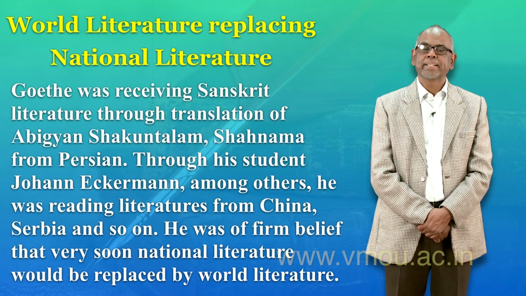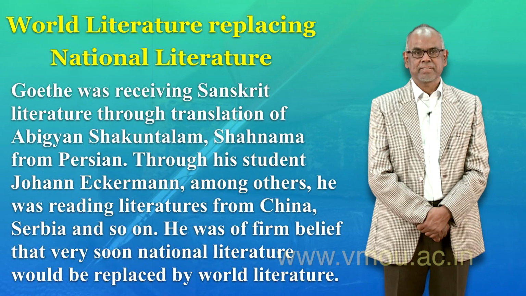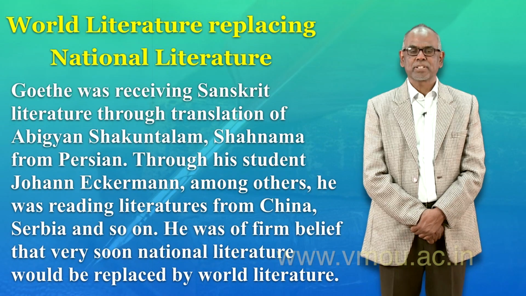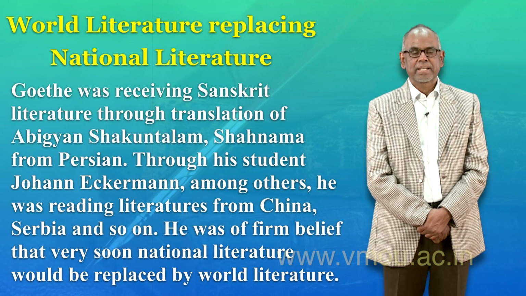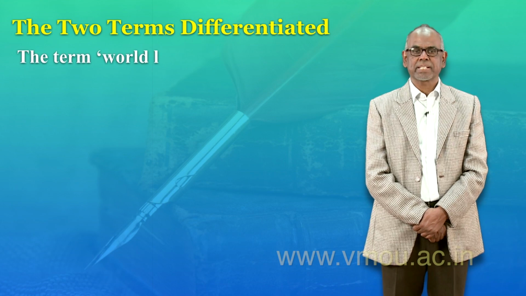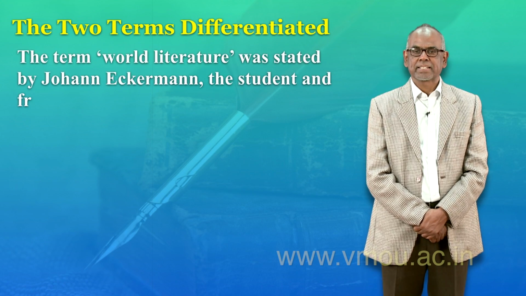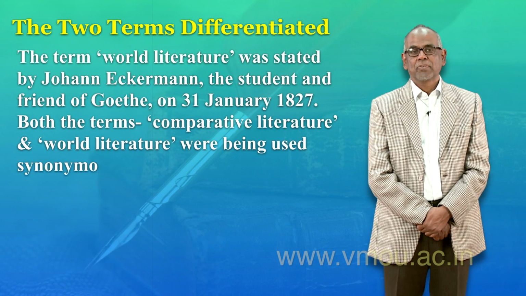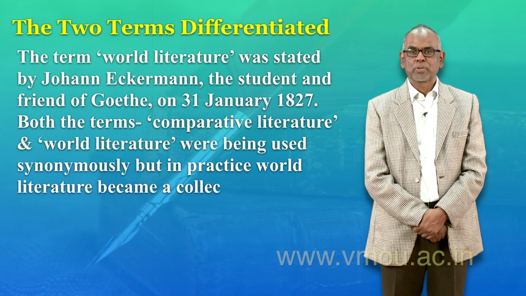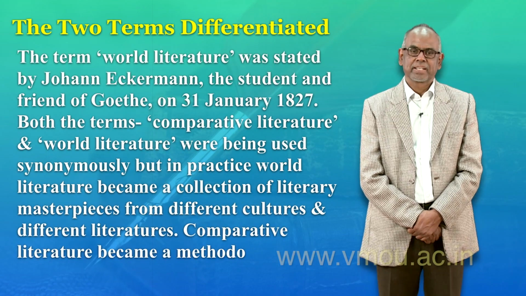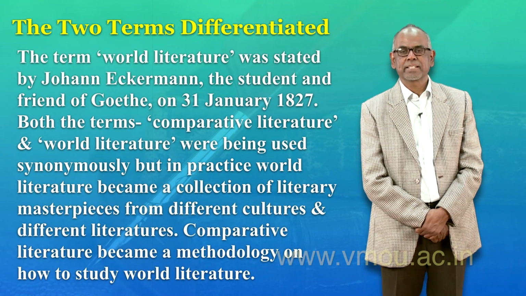He was reading literatures from China, Serbia and so on, and therefore, he was of firm belief that very soon national literature would be replaced by world literature. For the sake of historical detail, let me state that the term world literature or Weltliteratur, as we know in German, was noted by Johann Ackermann, the student and friend of Goethe, on 31st January 1827.